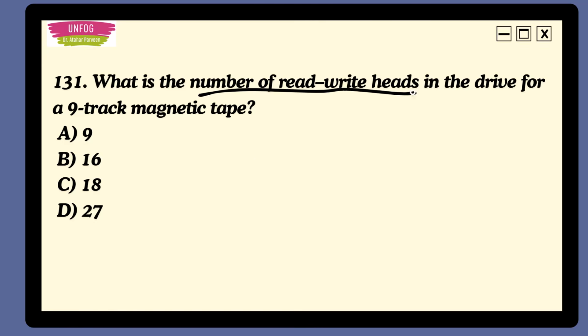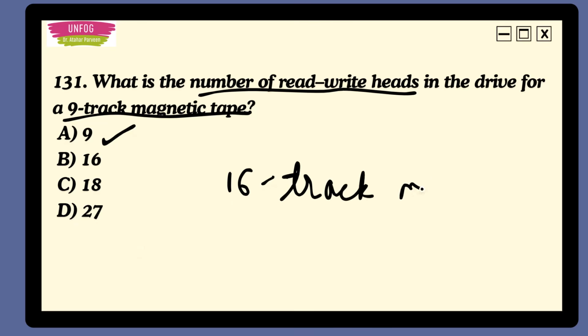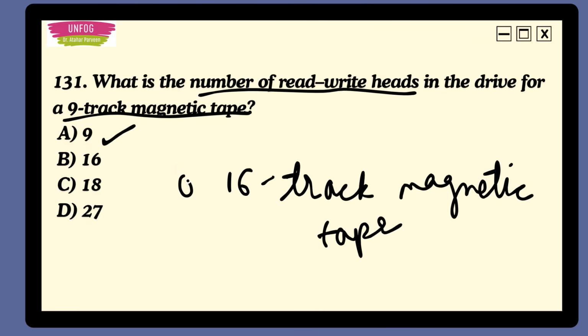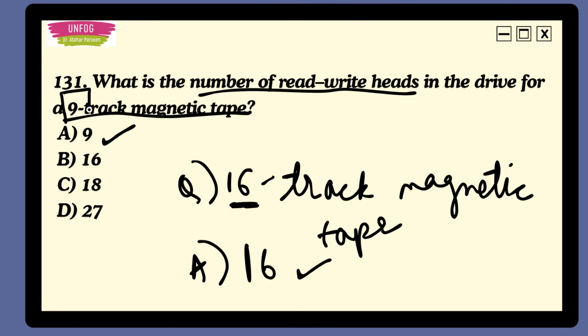9-track magnetic tape will have 9 number of read-write heads. If in the question it is given 16-track magnetic tape, how many number of read-write heads are there? Then for that question, answer will be 16. So you just have to check for this prefix number. Just see this number and that will be your correct answer.